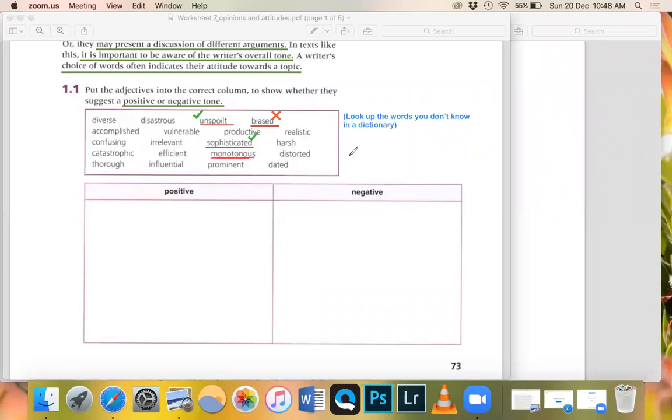What about the word monotonous, positive or negative? Sometimes we could say, oh, she's got a monotonous voice, or this is a monotonous class. It just goes on and on for hours. Yeah, this is negative. So monotonous means it's boring, it doesn't change, it just carries on the same. Right, let's look at one more. Prominent, positive or negative. Say he has a prominent position in the company. So this is positive. Prominent meaning important or very important.